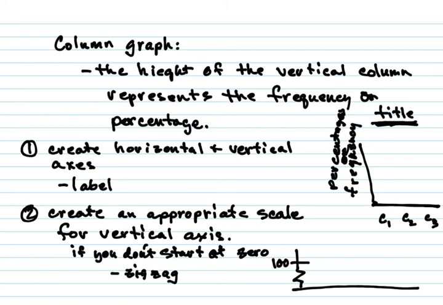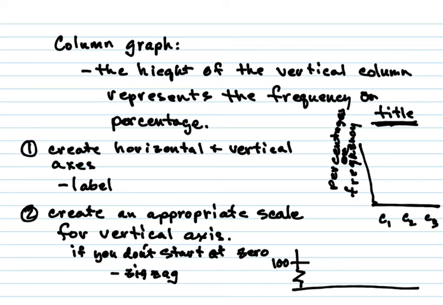But to indicate that you skipped a bunch of numbers, you need to make that little zigzag at the bottom. And trust me, if you don't, there'll be points taken off, okay? And again, that simply indicates that you didn't start at 0. Otherwise, we always assume you started at 0, even if you don't label it.